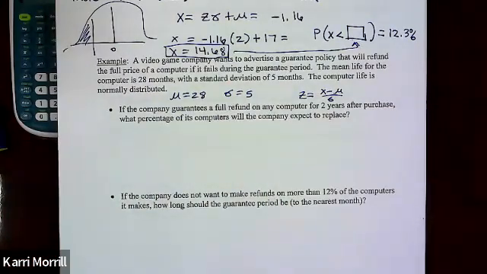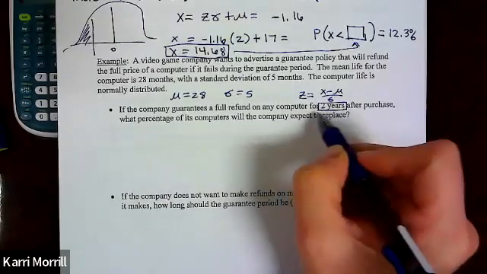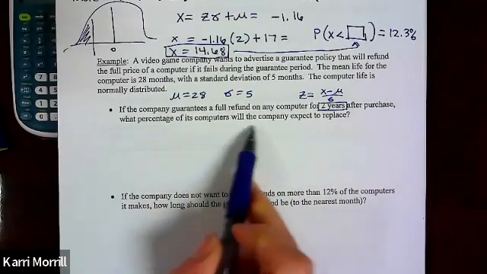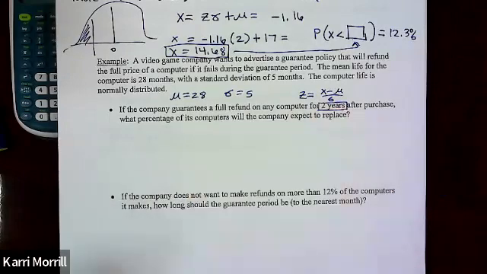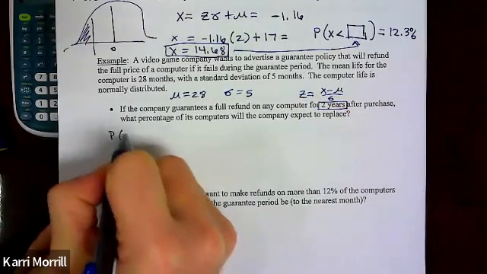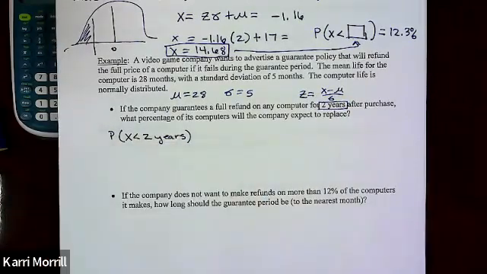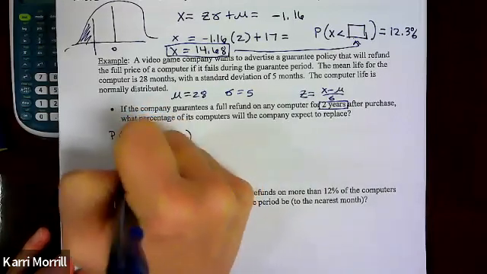It says if the company guarantees a full refund on a computer for 2 years, so meaning if you've had it less than 2 years after purchase, what's the percentage of its computers will the company expect to replace? So they're going to guarantee for 2 years that there's not going to be any issues with the computer. It's not going to fail on you. So your probability of X being less than 2 years, meaning the computer fails at this time. So because of the less than, we're going to use the table value.